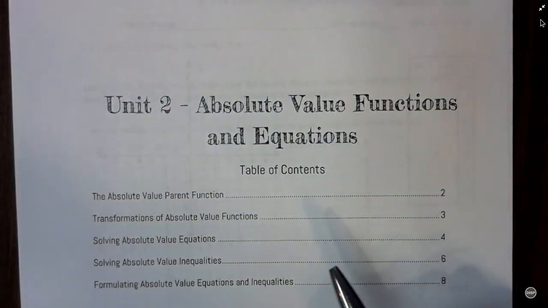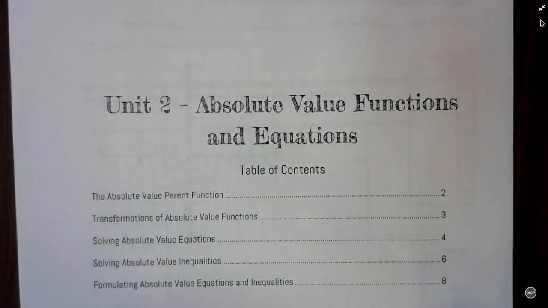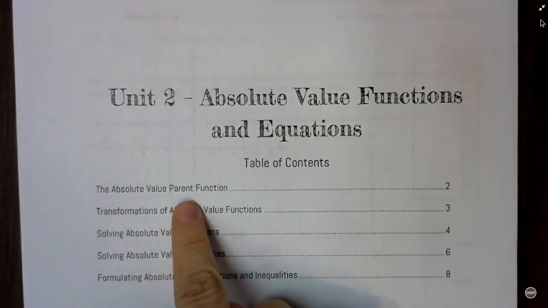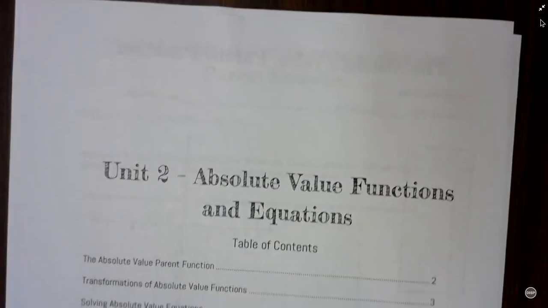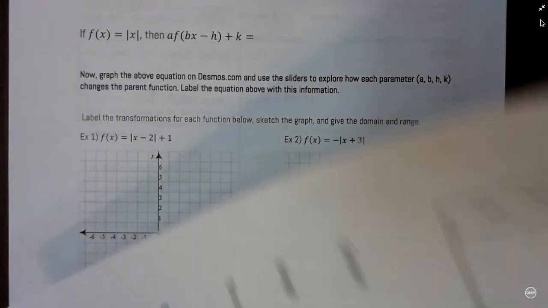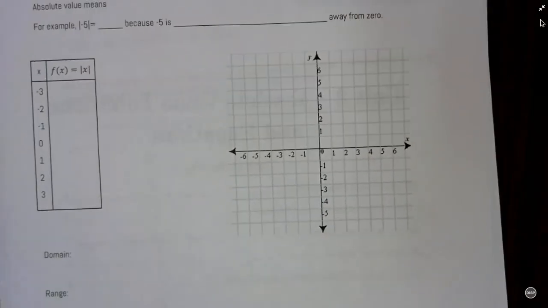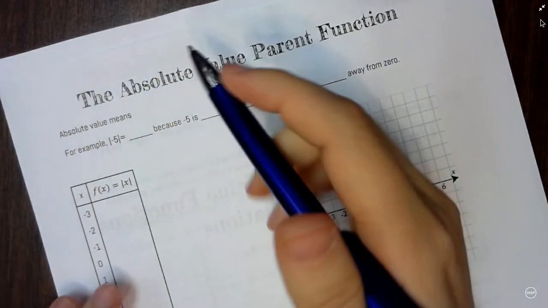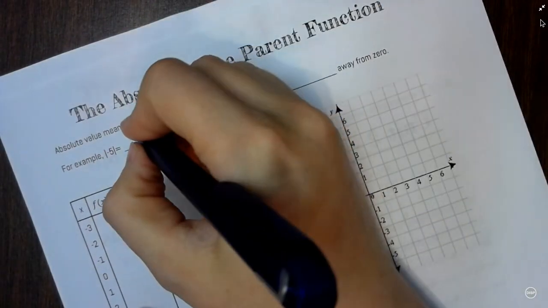Welcome, students, to Unit 2, Absolute Value Functions and Equations. In this video, we're going to look at what is the absolute value parent function, and it's on the back of the table of contents. Absolute value means the distance a number is from 0.